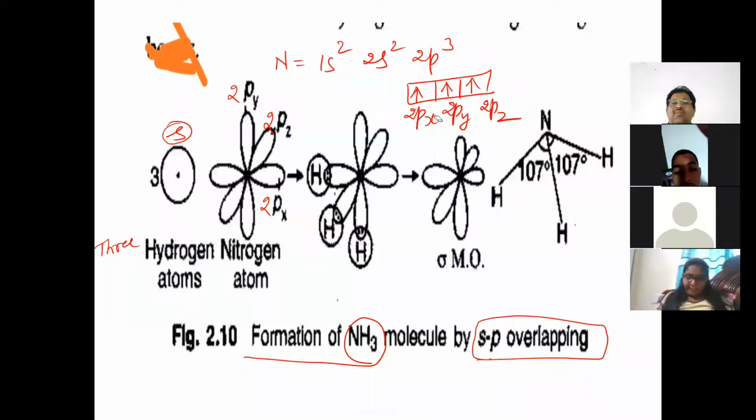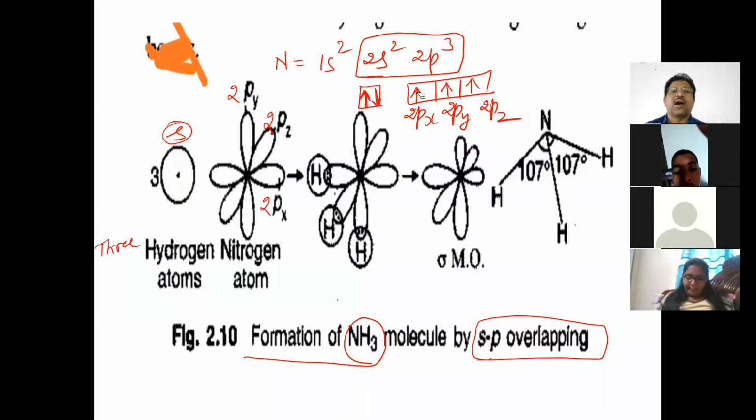Now how many half-filled orbitals are there in the valence shell, the outermost orbit of nitrogen? 3: 2px with 1 electron, 2py with 1 electron, 2pz with 1 electron. But 2s is 1 orbital with 2 electrons, clockwise and anti-clockwise, so it is paired, an electron pair. The orbital with an electron pair cannot be involved in the overlapping process.